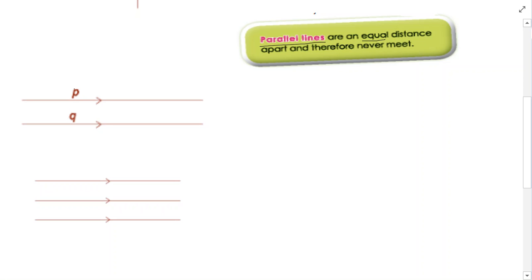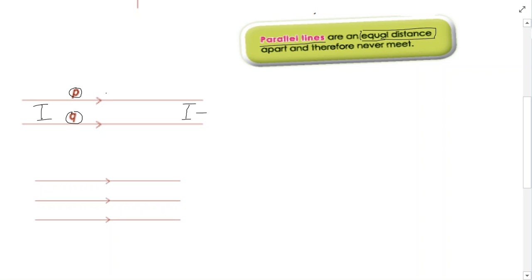So we have the line P and the line Q. We can see here that all along, from here to here and from here to here, this is an equal distance. Remember, if we look at our definition here, this is what we're looking at: equal distance.